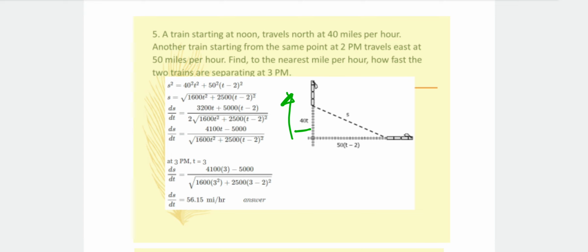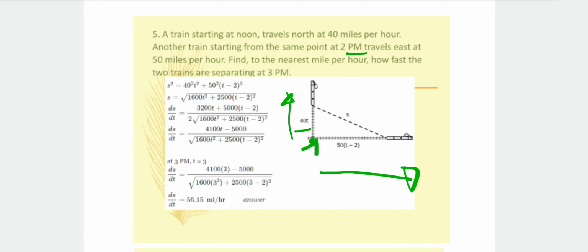So, another train starting from the same point. The same point for them is here. At 2 p.m. it travels east, so it goes this way, at 50 miles per hour. So, 50. And then, our t is at 2 p.m.